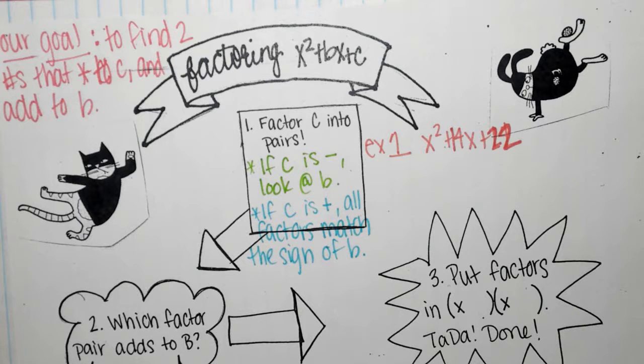I don't know why I didn't make my boxes big enough. I can get markers. Wait, all factors what? Match the sign of B.